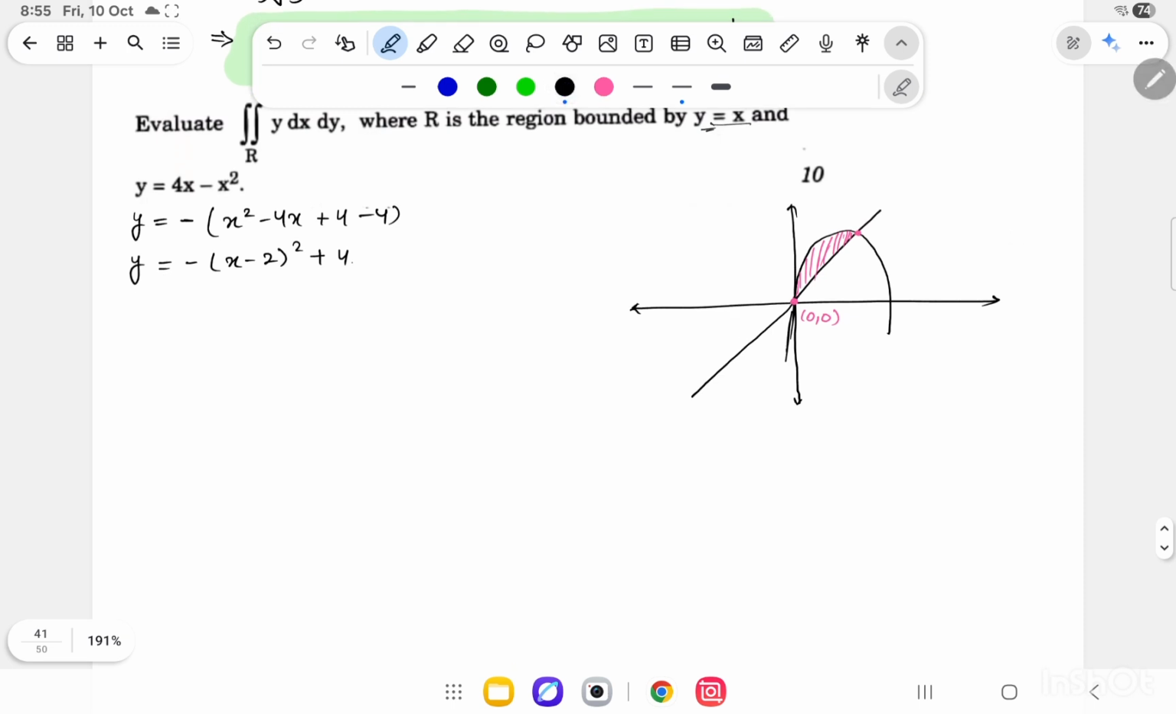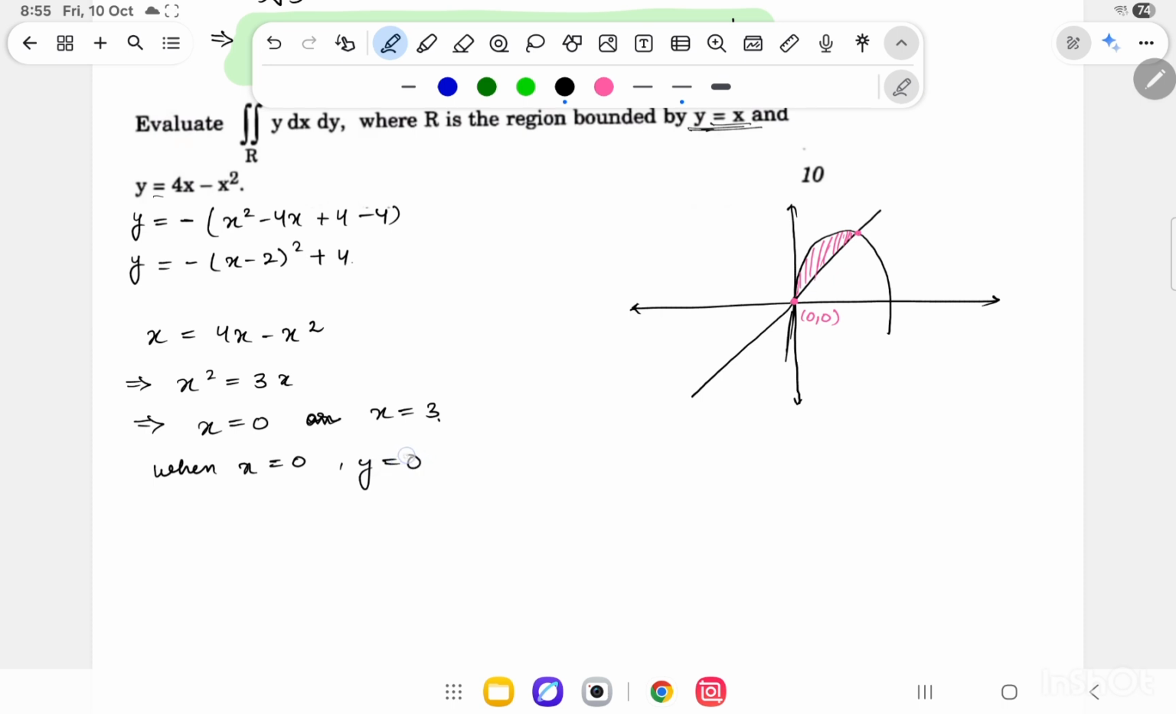Since the curves are intersecting, the two values of y must be equal. If I equate them, it will be x equals 4x minus x square. From here I get x square equals 3x, so x equals 0 or x equals 3. When x is 0, y is also 0 because y equals x, and when x equals 3, y is also 3.